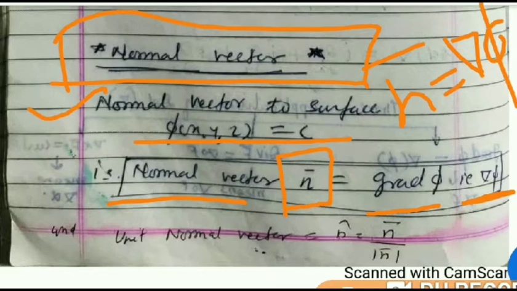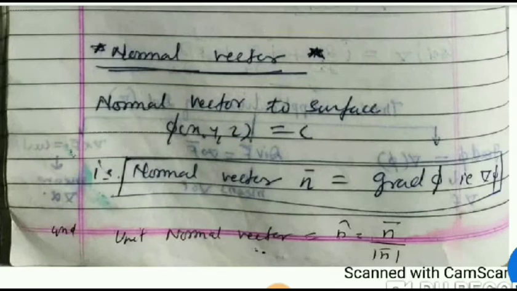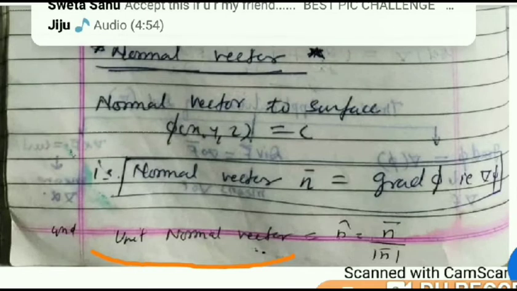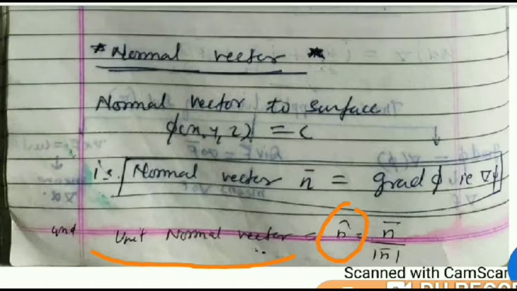And what is the unit normal vector? You know the formula of a unit vector. Suppose u bar is a vector, then the unit vector is u cap equals the vector upon its magnitude. Therefore the formula of the unit normal vector is n cap equals n bar upon mod of n bar.